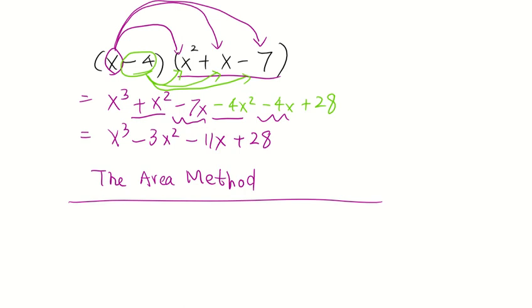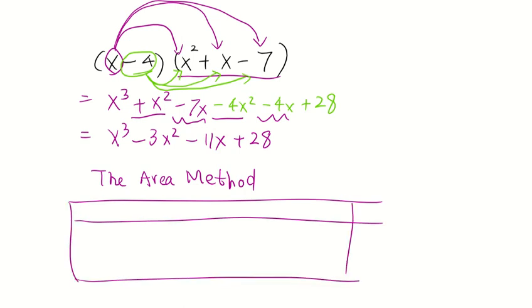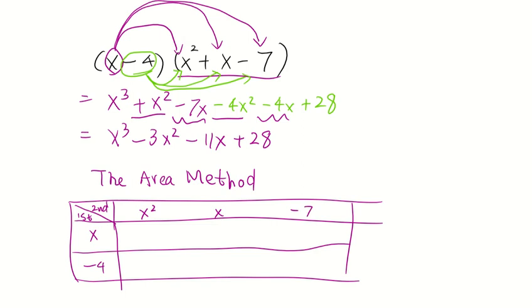It's the same procedure. You will make a chart. You can put your first polynomial over here, the two terms over here. The first term is x, second term negative 4, and the second polynomial, put the 3 terms over here. So first term x squared, second term x, last term negative 7. Then we'll multiply to complete this chart.